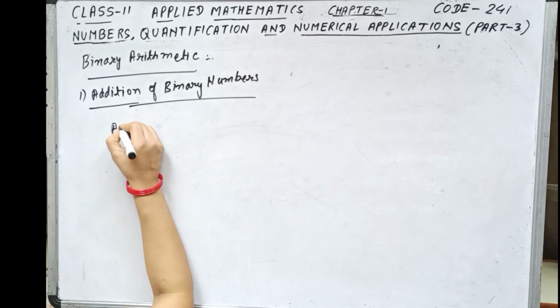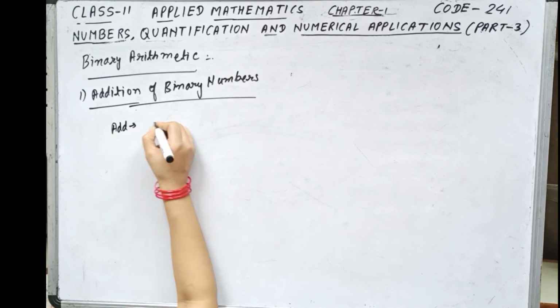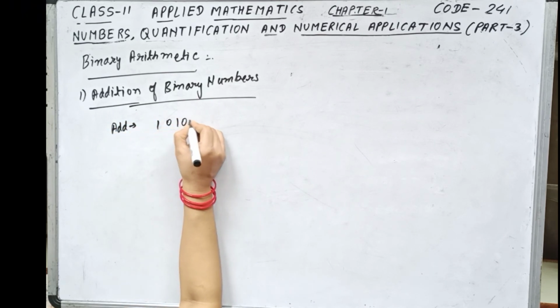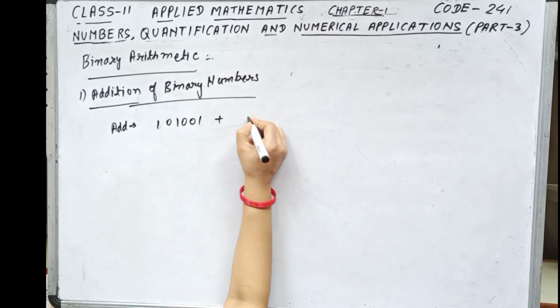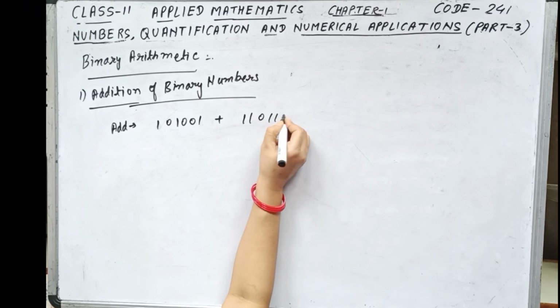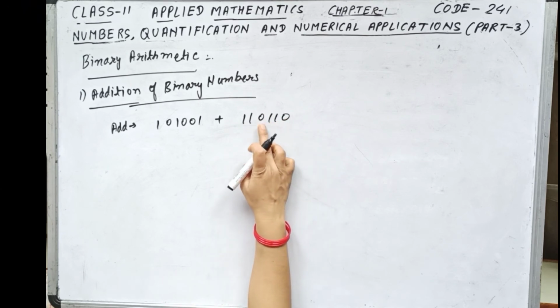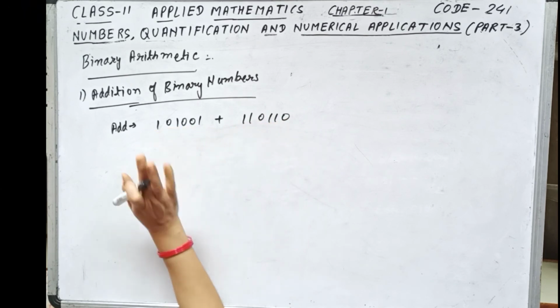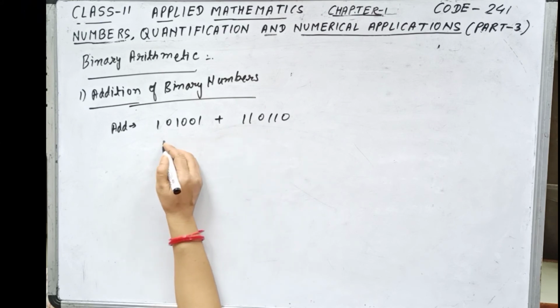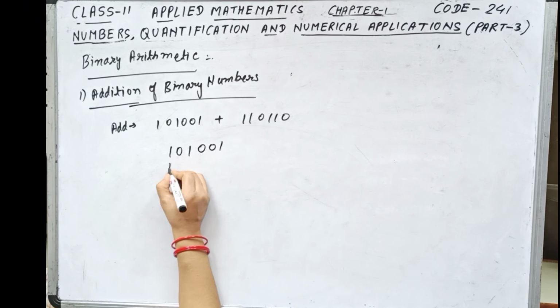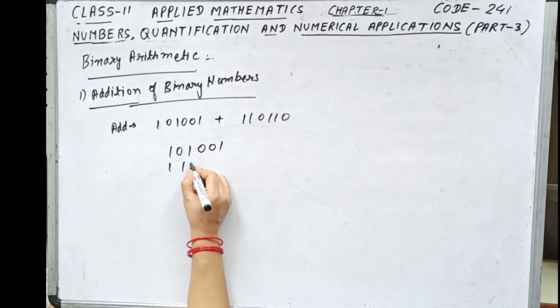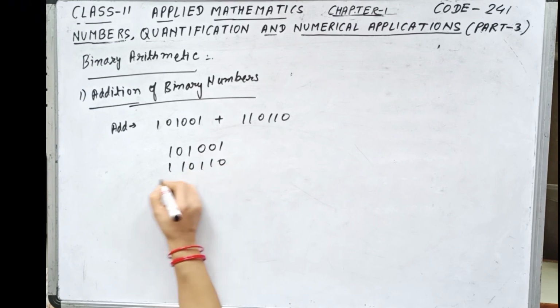So add 101001 with 110110. Okay, 1 2 3 4 5 6, 1 2 3 4 5 6. So both are 6 digits. So we will be adding 101001 and 110110.